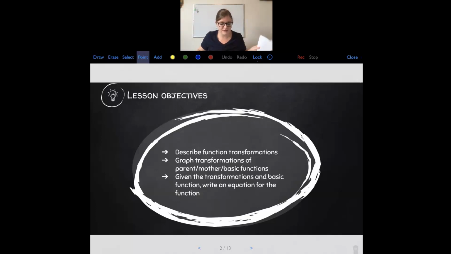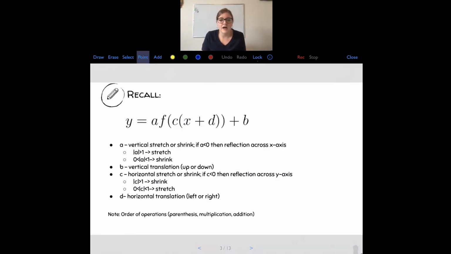Just as a reminder, I wrote this big long equation at the end of the last part. A is our vertical stretch or shrink. If the absolute value of A is greater than 1, it's a stretch. If the absolute value of A is greater than 0 and less than 1, then it's a vertical shrink. B is a vertical translation. It moves the parent function up or down. C is a horizontal stretch or shrink. If the absolute value of C is greater than 1, it's a stretch. If the absolute value of C is greater than 0 and less than 1, then it's a stretch. We've also got some notes about reflections there. And then D is a horizontal translation, so it'll move the parent function left or right.